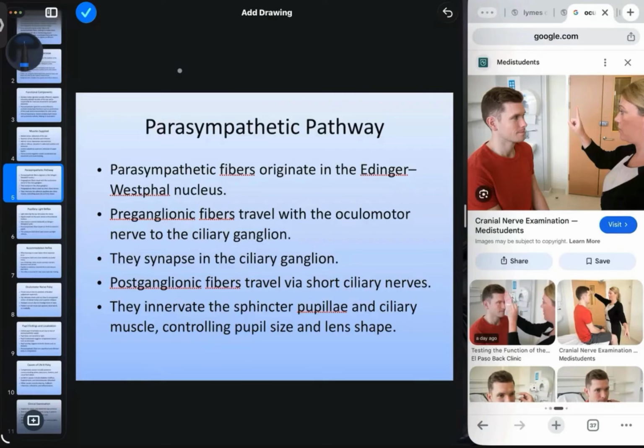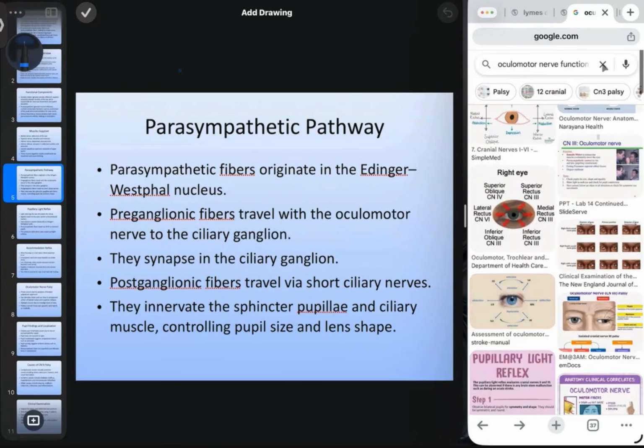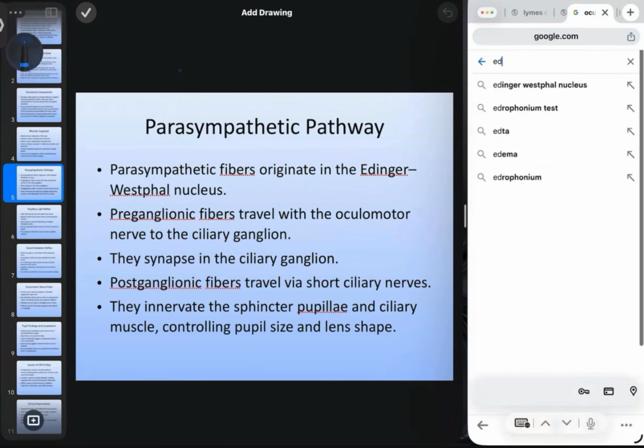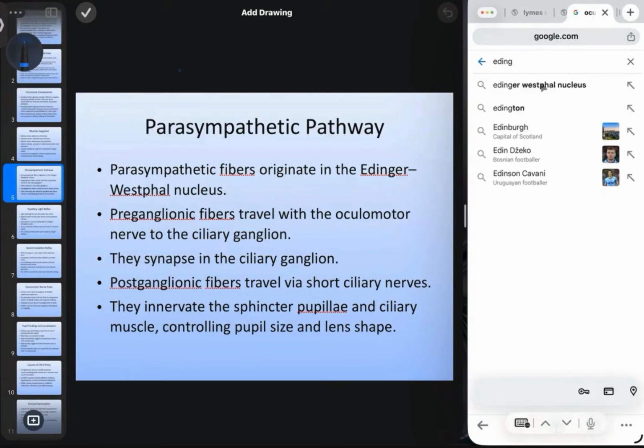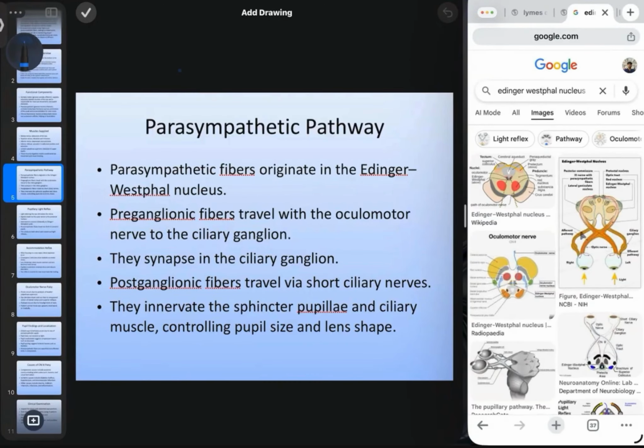Okay. Parasympathetic fibers originate in the Edinger-Westphal nucleus. Preganglionic fibers travel with the oculomotor nerve to the ciliary ganglion. They synapse in the ciliary ganglion. Postganglionic fibers travel via short ciliary nerves. They innervate the sphincter pupillae and ciliary muscle, controlling pupil size and lens shape.